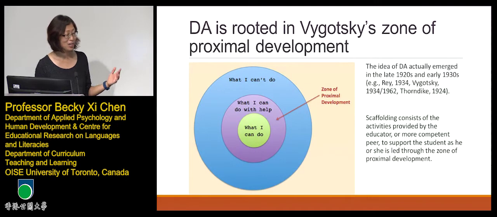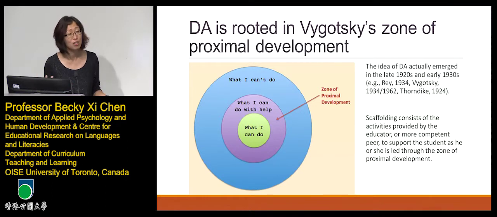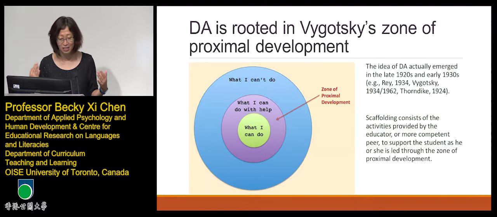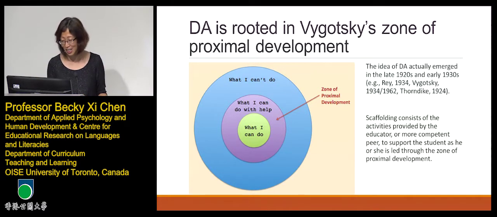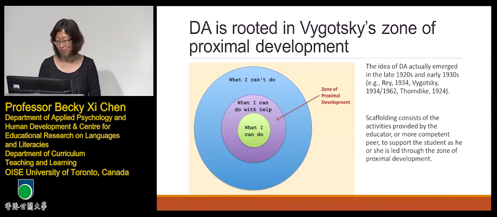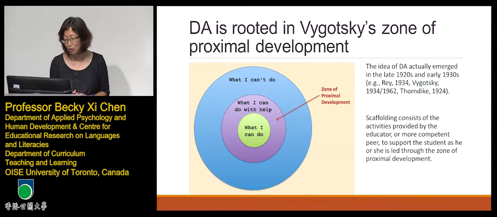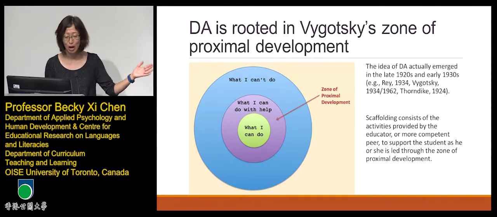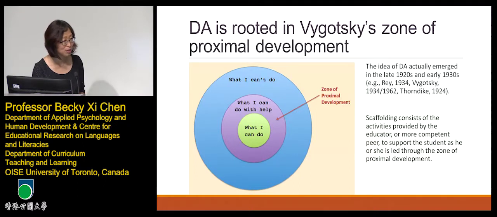And then I wanted to give you a little bit of history of dynamic assessment. Even though it's becoming more popular nowadays, it's actually not a very new idea. The idea initially emerged in the 1920s and early 1930s. So it's been around for a very long time, and it's rooted in Vygotsky's zone of proximal development. If you are education students, I'm sure you have heard of the zone of proximal development, right?